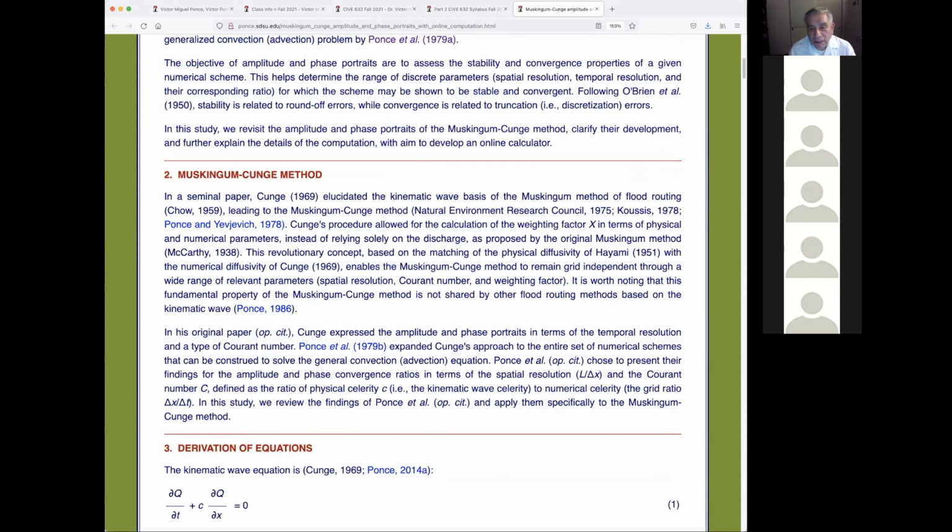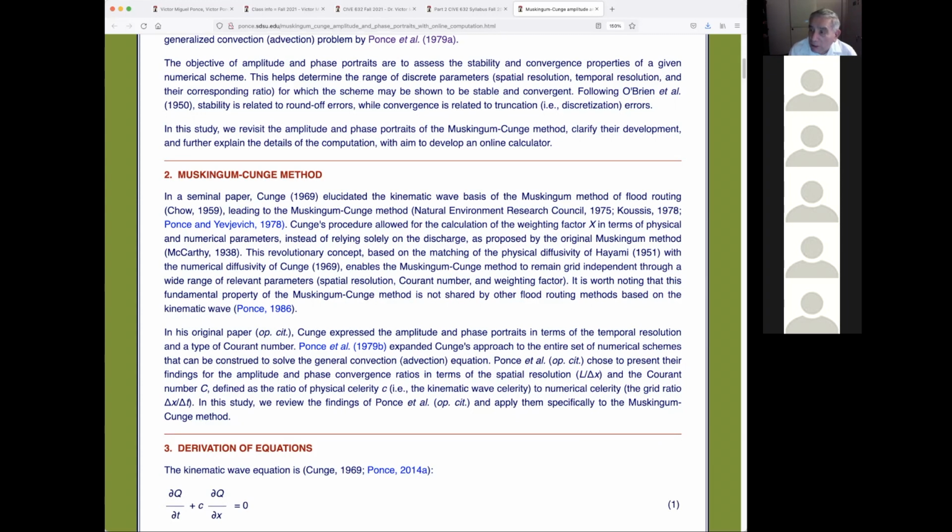Ganch elucidated the kinematic wave basis of the Muskingum-Ganch method. Correct. This concept was revolutionary at the time, 1969, based on the matching of the physical diffusivity of Hayami, 1951, with the numerical diffusivity of Ganch, 1969. It enables the Muskingum-Ganch to remain grid independent through a wide range of relevant parameters. Grid independence is the ultimate objective.